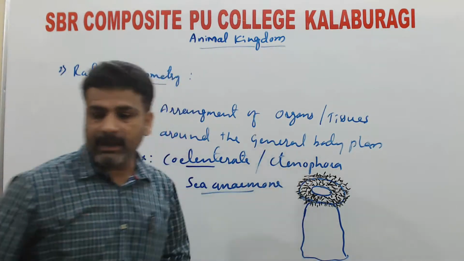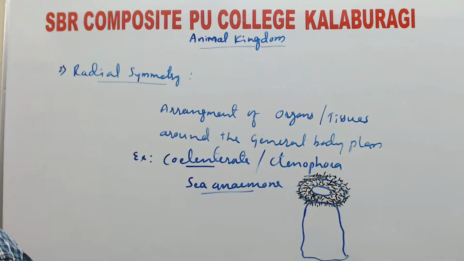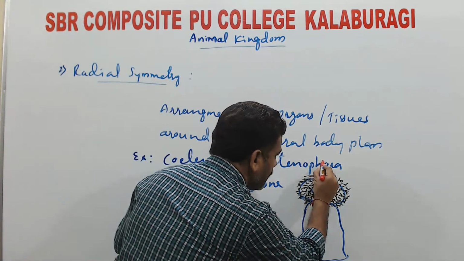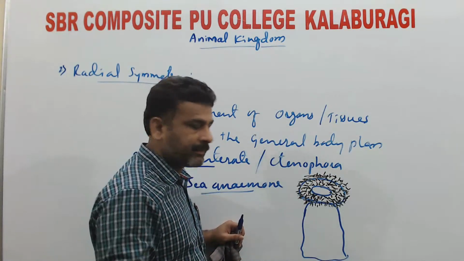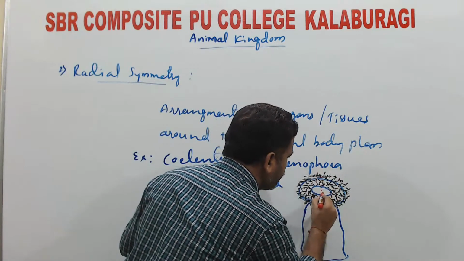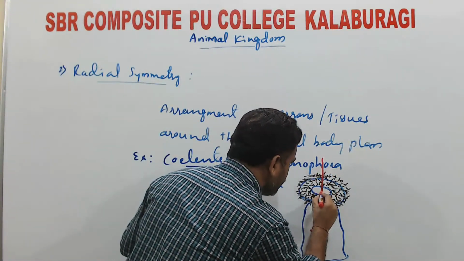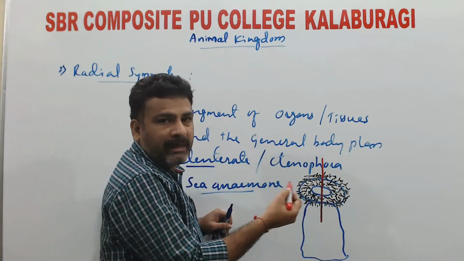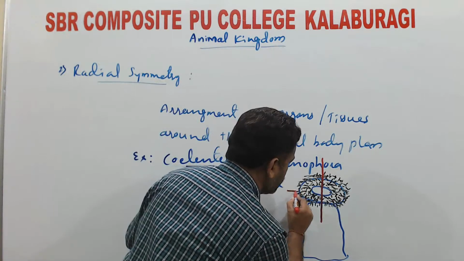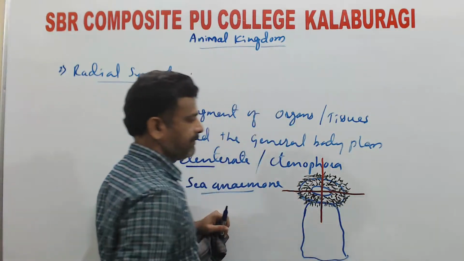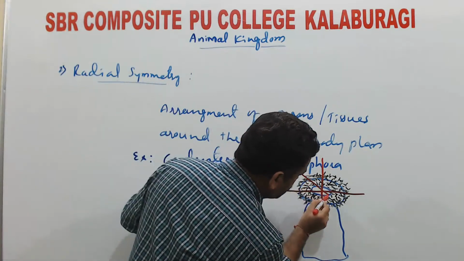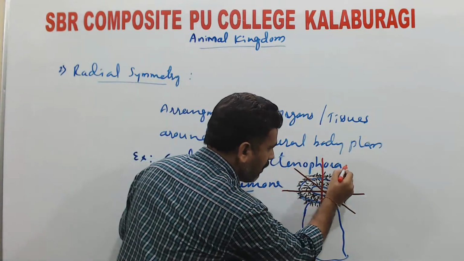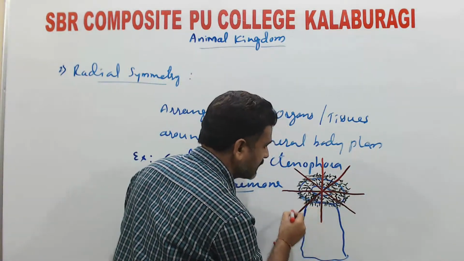Passing through this single axis, if you cut this organism, not in a single plane, but in more than two planes. If you cut this organism, this is the central axis of the body. If you cut this organism through the central axis, in this plane, we are going to get the two equal halves or the two mirror images. Otherwise, through this axis, otherwise through this axis, in this plane, or in this plane, or in this plane, or in this plane.